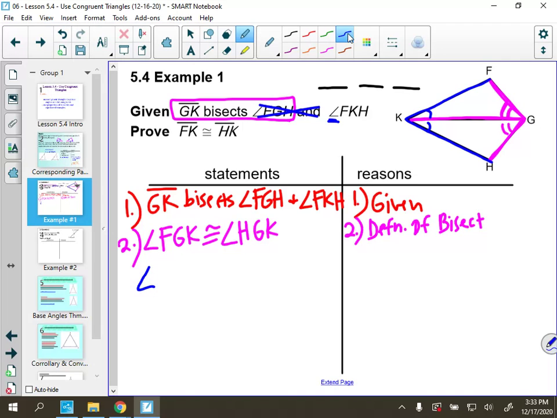How would I name these two smaller angles right here? Angle FKG has to be congruent to angle HKG. And look at those last two statements on the left side. They're really similar: FGK, FKG. We're using the same letters and the same way to name the angles, except it's important where that vertex goes. Here the G is in the middle, so we're talking about these two angles over here. The K is in the middle here, so we're talking about those two angles.